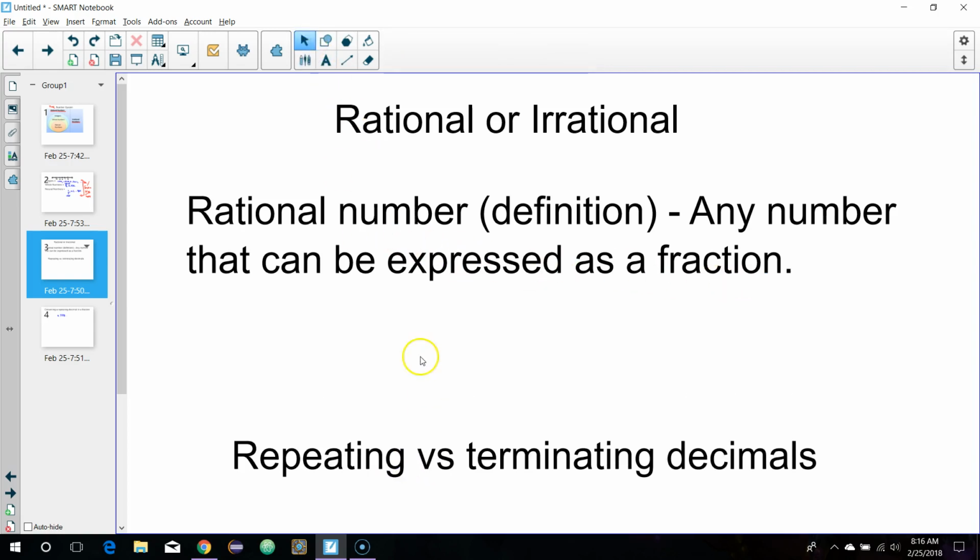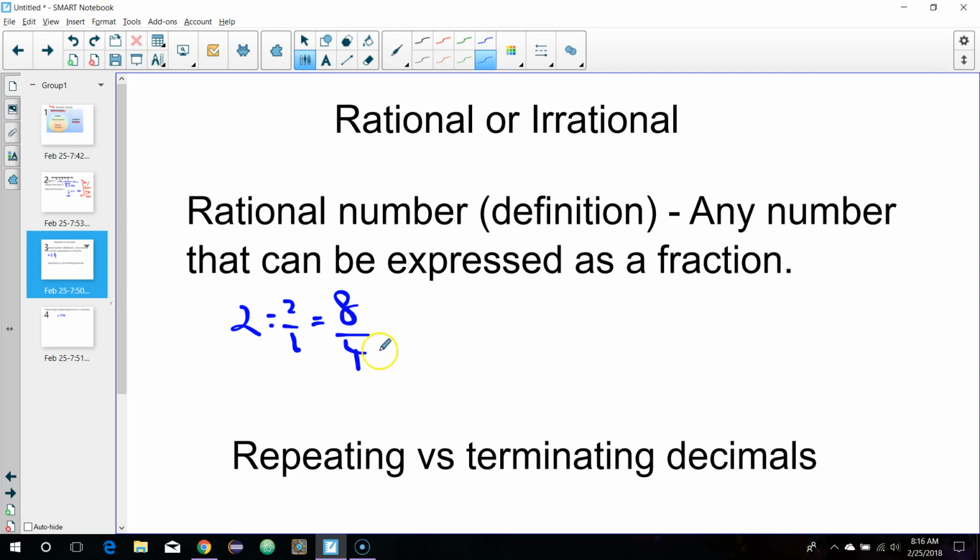I just want to make sure that we are following what we are trying to do. For example, the number 2: you can convert it into a fraction without any problem because it's going to be 2 over 1. That is a fraction, so it's a rational number. Alternatively, we can do something a little more outrageous. We can convert 2 into 8 divided by 4, so that's a rational number, right?